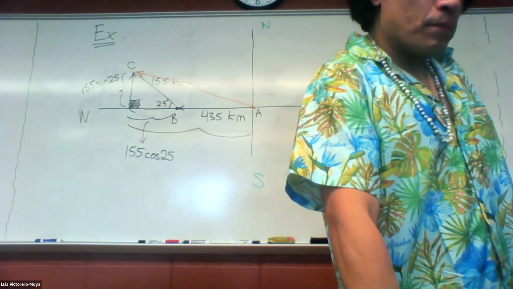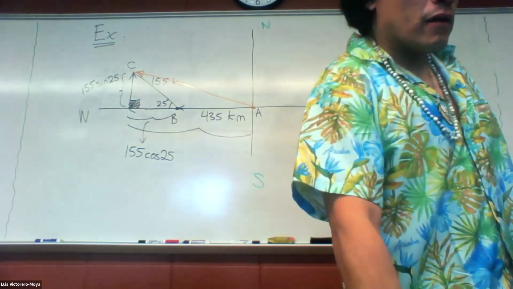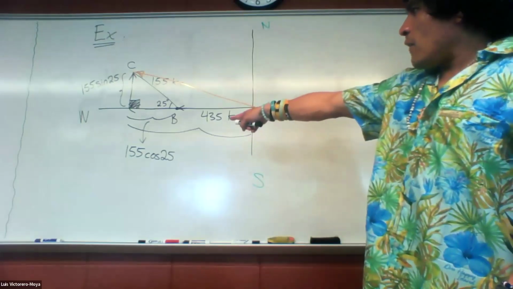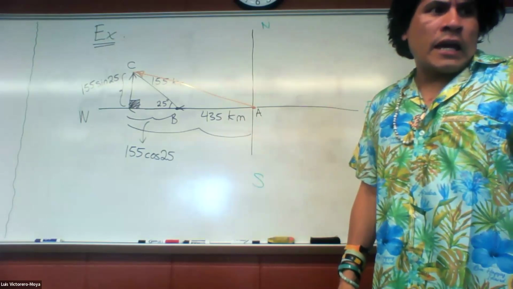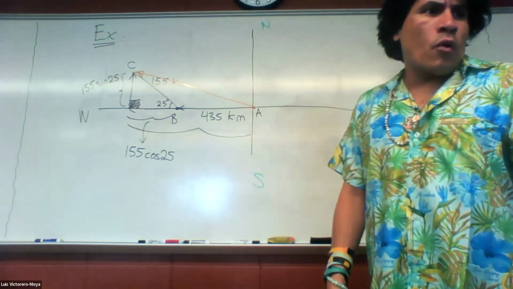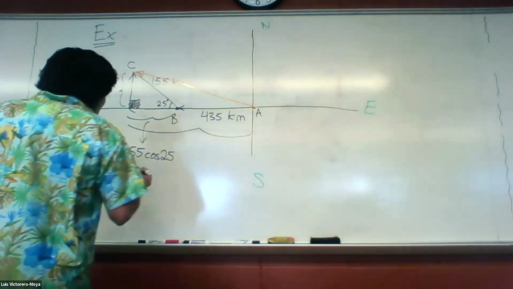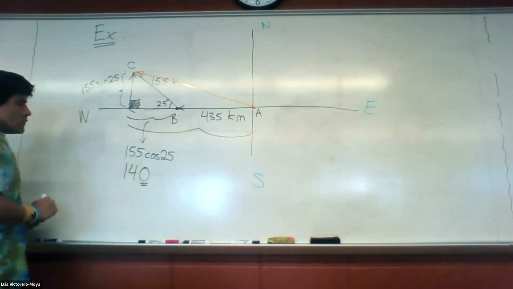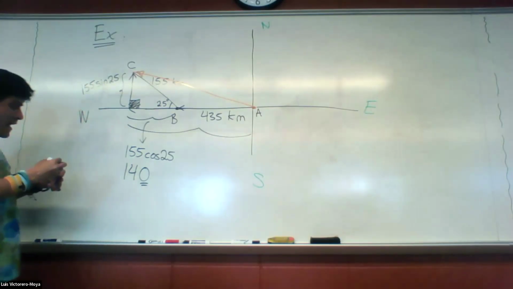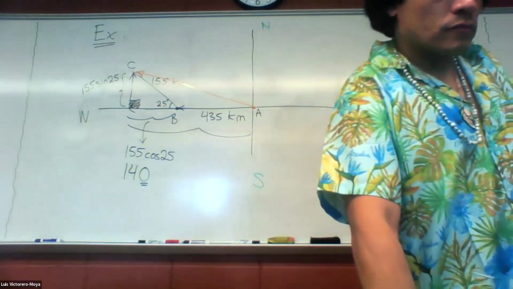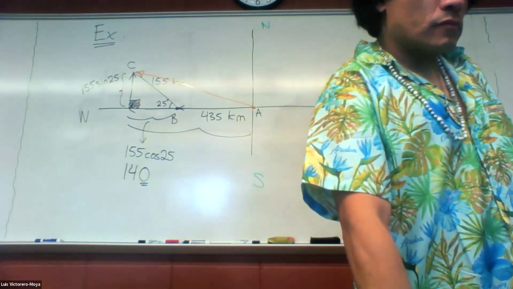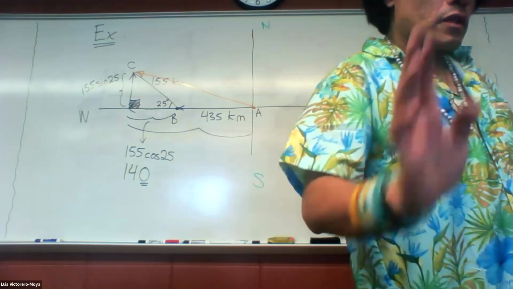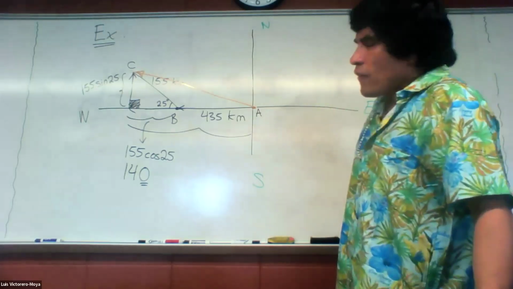Yep. So if I evaluate 155 cosine of 25, I get 140.5, 140. And 155 sine of 25, I get 65.5.